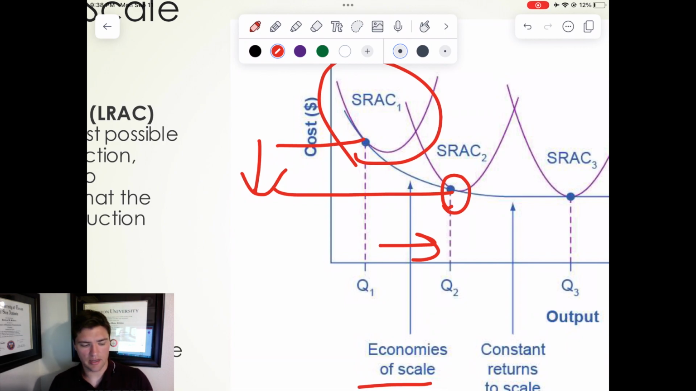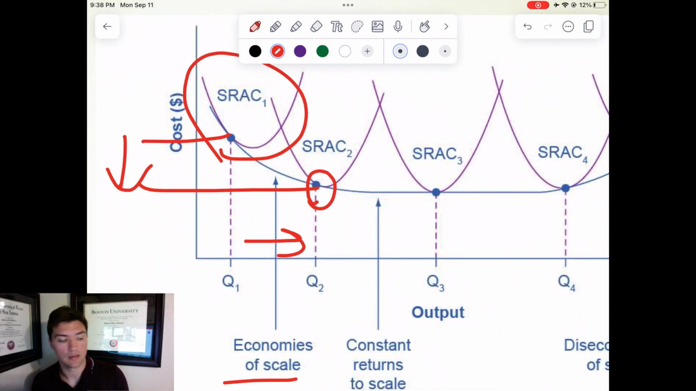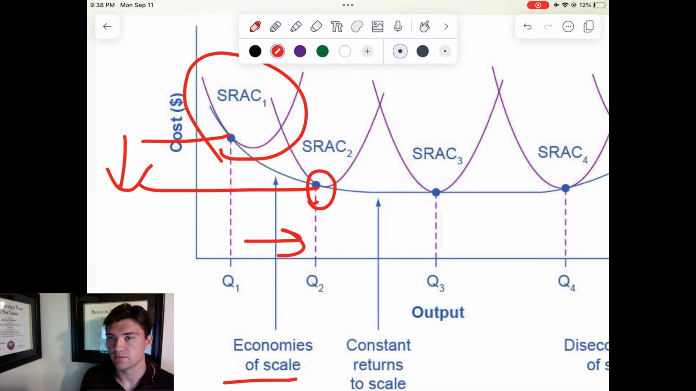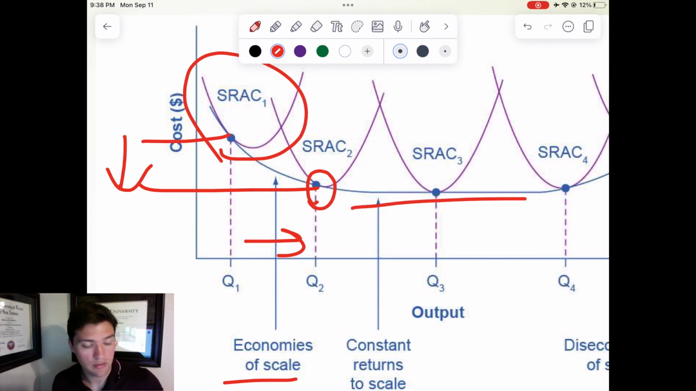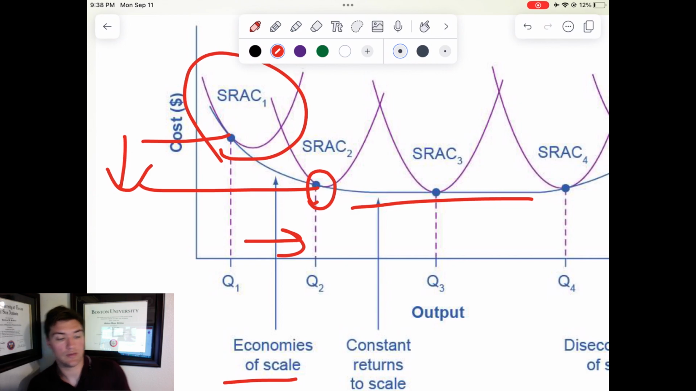If we were to decide to do another machine, like now we want to hire some more labor and buy a third machine, we now are at short run average cost 3. Okay, and what's happening here is that you're not really decreasing the cost of making something. It's kind of like a straight line here. So at this point, what's happening is called constant returns to scale. So basically, if you had 3 machines, your cost is $5. But if you were to have 4 machines, your cost is still $5. So even if you were to increase your production, your cost stays the same.